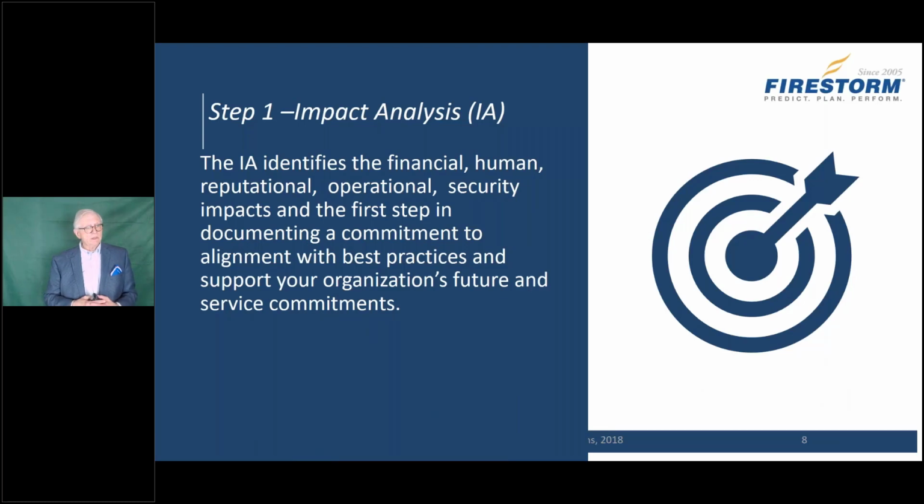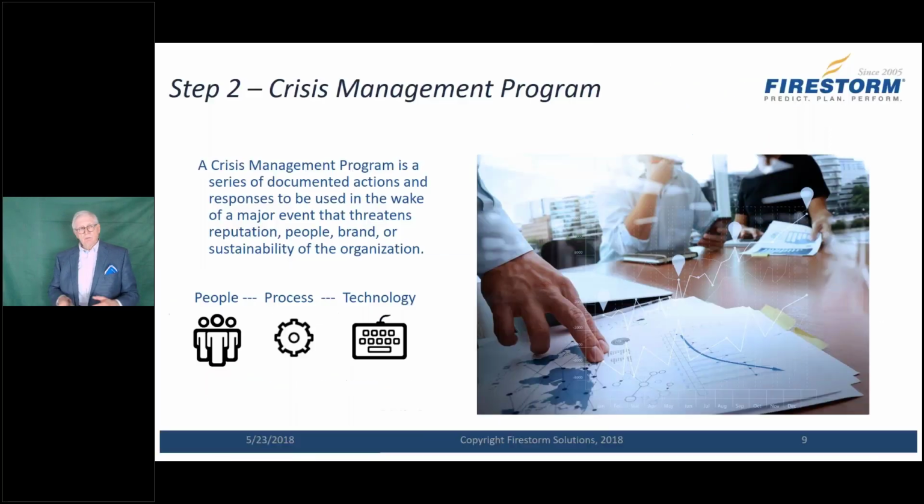Doing an impact analysis, looking at the types of things that are listed there. What are the impacts on our people, on our finances, on our reputation, our security? Those are all the steps that take to begin to understand, if this happens, what do we need to address in our decision making? Then putting in place a crisis management program. It would involve your people, the processes, and technology to make sure those elements are put into place.